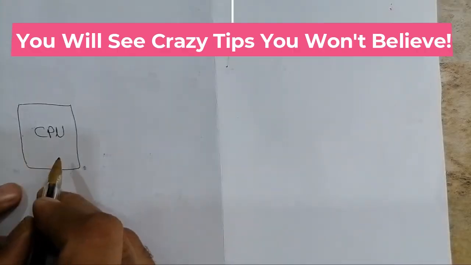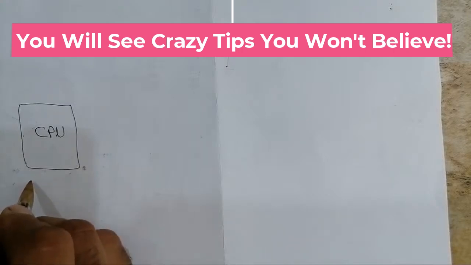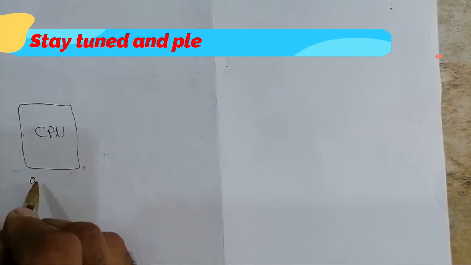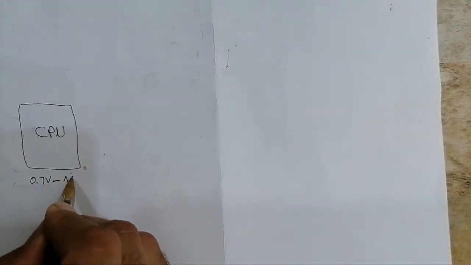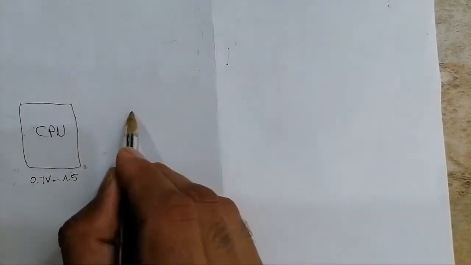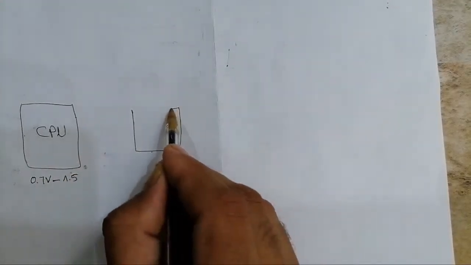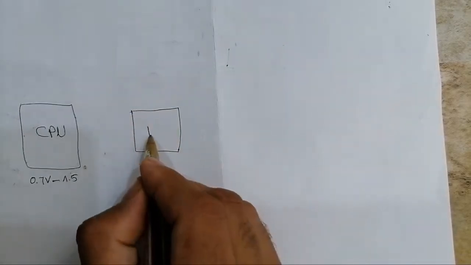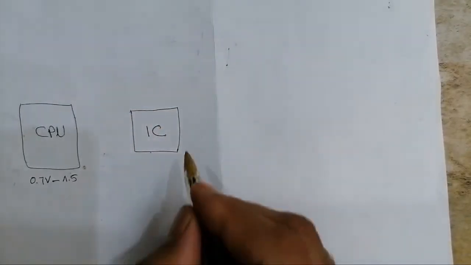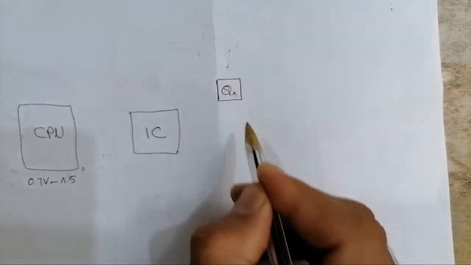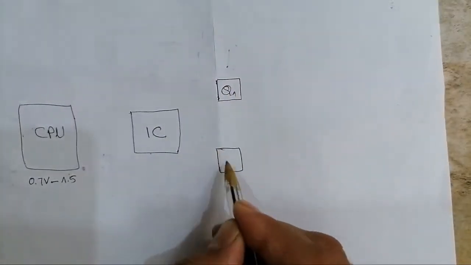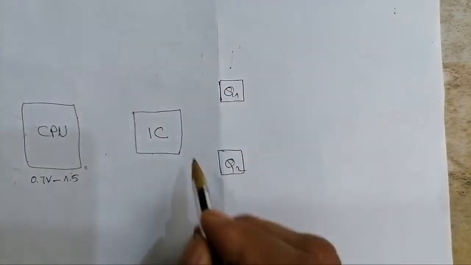The voltage for the CPU is always between 0.7 volts and 1.5 volts. Here we have the CPU control IC. And then we have two MOSFETs, Q1 for example, and Q2.